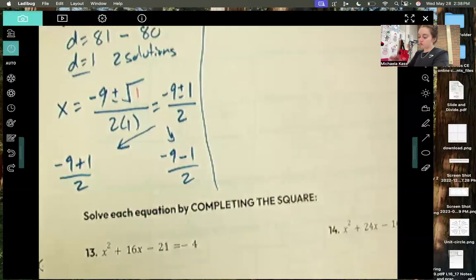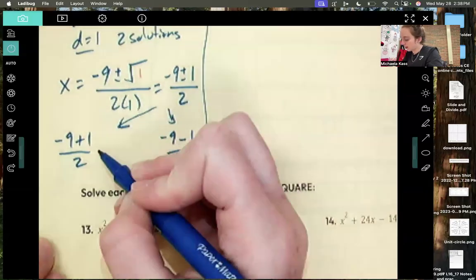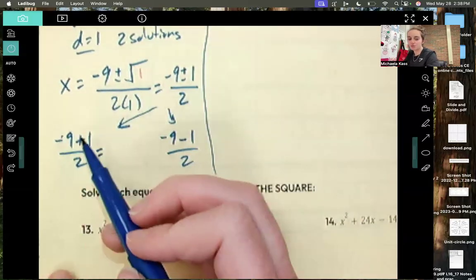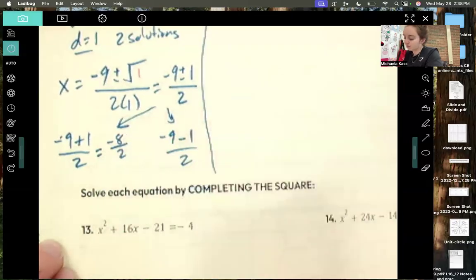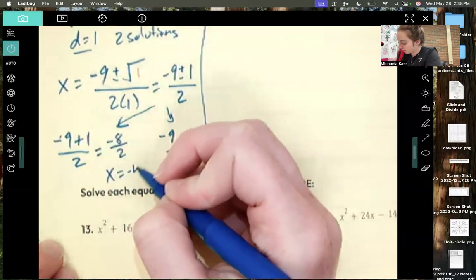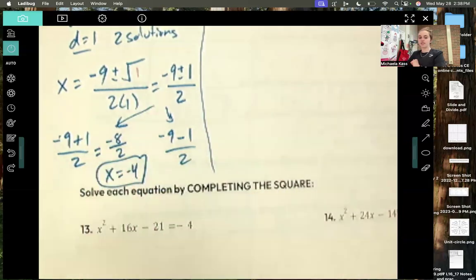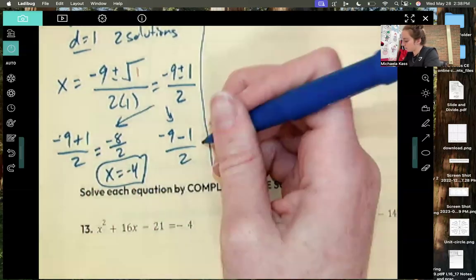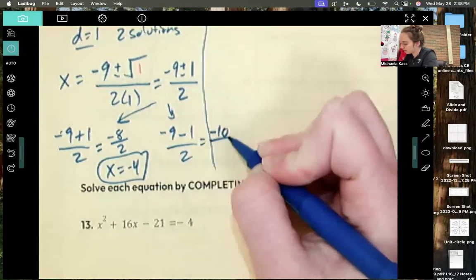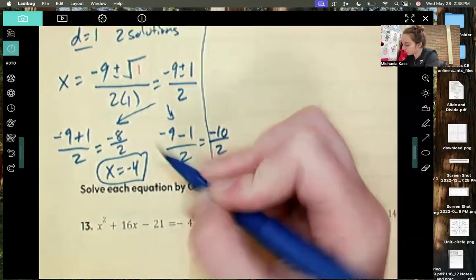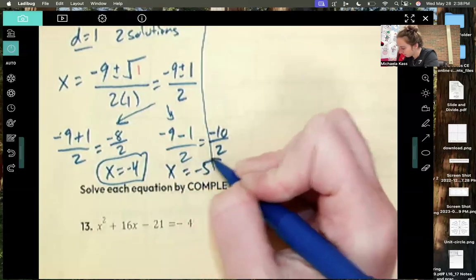Now, if you are going to simplify this, you need to do the top first. So negative 9 plus 1 is negative 8. And now do negative 8 divided by 2. You get negative 4. Make sure you write it as x equals negative 4. Keep going on this side. Negative 9 minus 1 is negative 10, and negative 10 divided by 2 is negative 5.